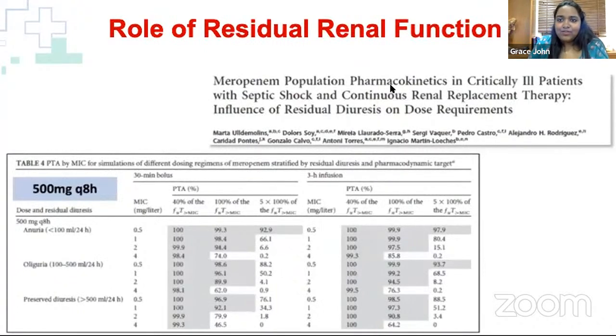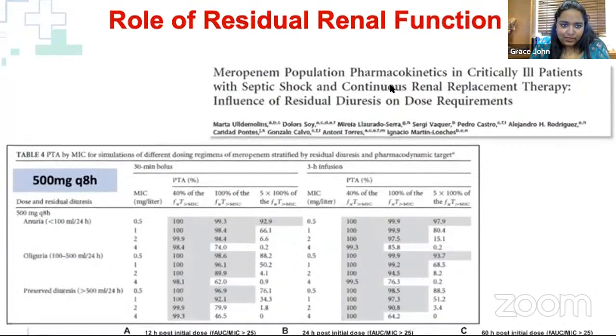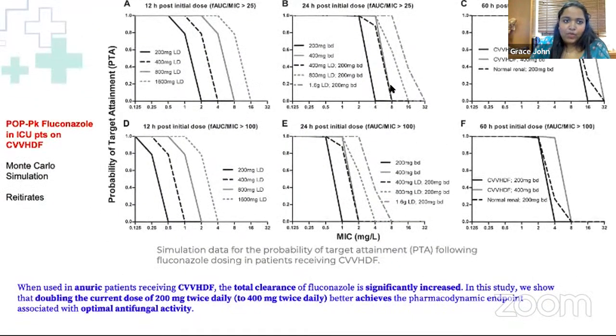This is again one of the interesting factors. Like I said, one example that I can easily give you is this population pharmacokinetic study of fluconazole in ICU patients who are undergoing continuous venovenous hemodiafiltration. What happened was that this is anuric patients versus oliguric patients. So like I said, if there is some kind of urine being produced, that means the kidneys are functioning a little bit.